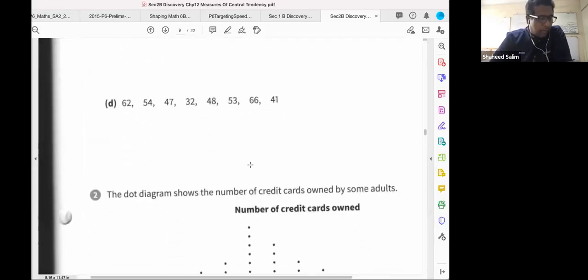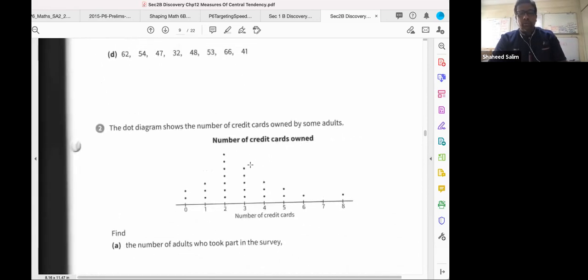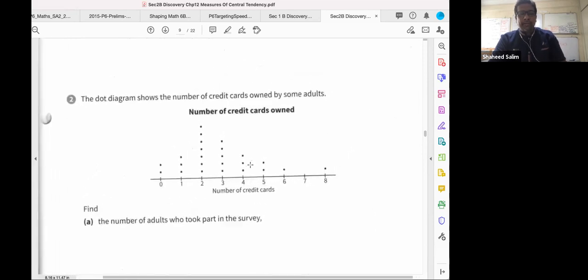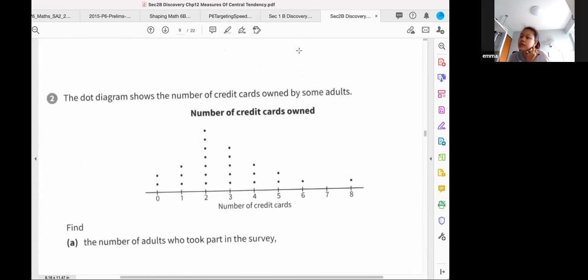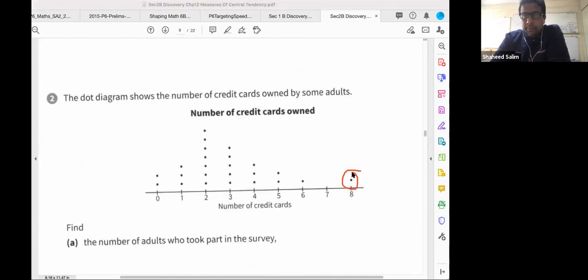Okay, let's try now. We clear the screen. We are going to do question number 2. We do A first: number of adults who took part in the survey. Do you count this one here? 1, 2, 3, 3, 2, 1, 1. This one is 1, 2, 3, 4, 5. I think 7. 1, 2, 3, 4, 5, 6, 7.